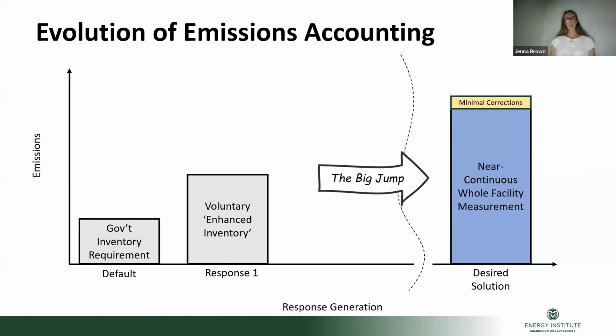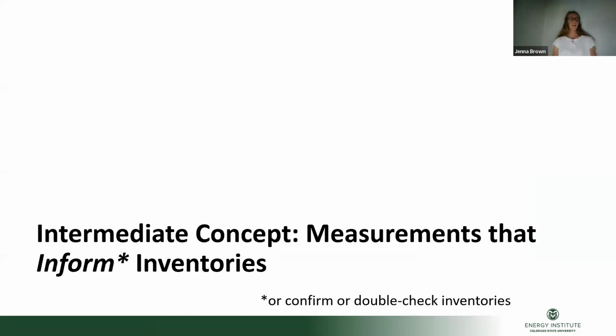The continuous monitors aren't quite there yet, and these top-down estimates are just a snapshot of emissions. So how do we use these measurements to inform the inventories? We're in this intermediate phase, not quite at continuous monitoring. So how do we use these snapshot measurements?